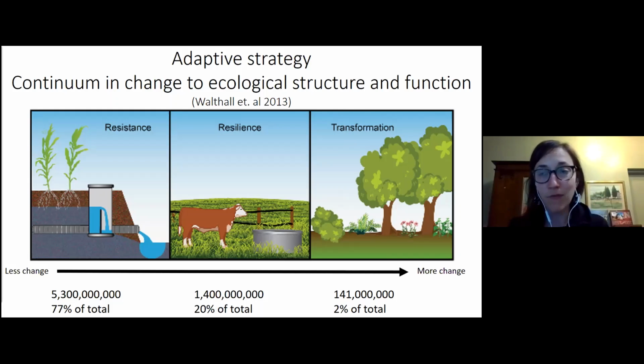So if a contract for EQIP includes a few things that are being utilized together, of course, we're not able to capture that with the way the data is broken out. But when we just look at it practice by practice, this is what we've found.